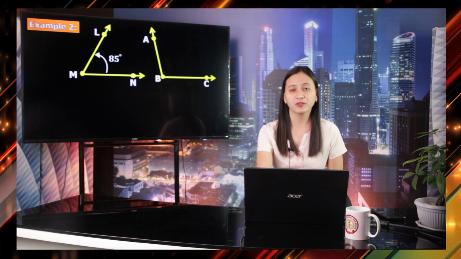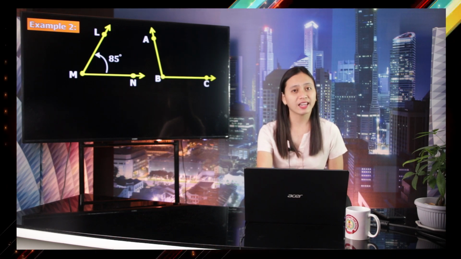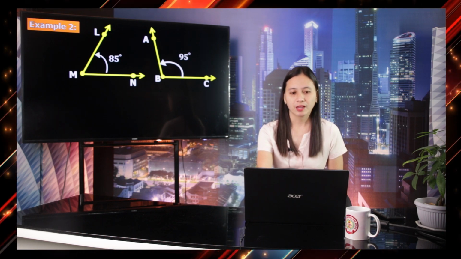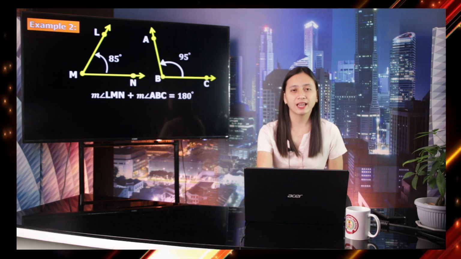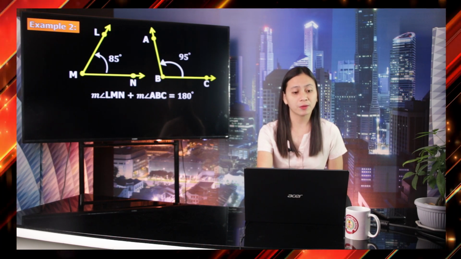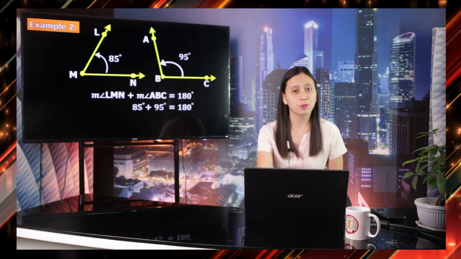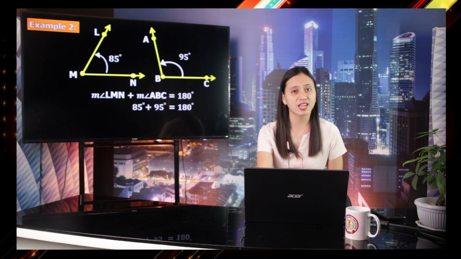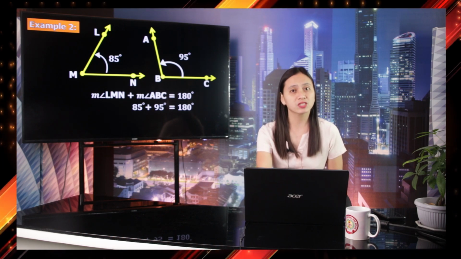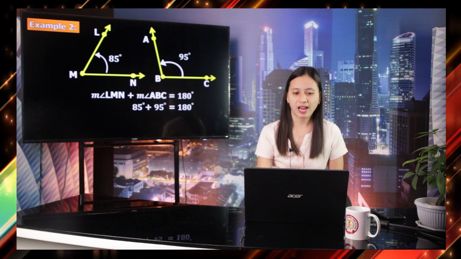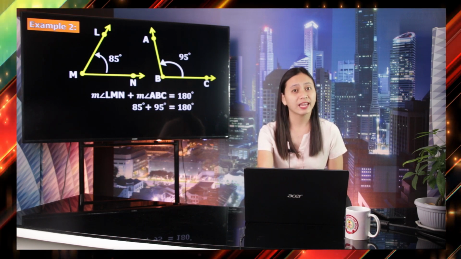Another example is angle LMN, which measures 85 degrees, and angle ABC, which measures 95 degrees. So the measure of angle LMN, which is 85 degrees, plus the measure of angle ABC, which is 95 degrees, equals 180 degrees. So the two angles have a sum of 180 degrees.